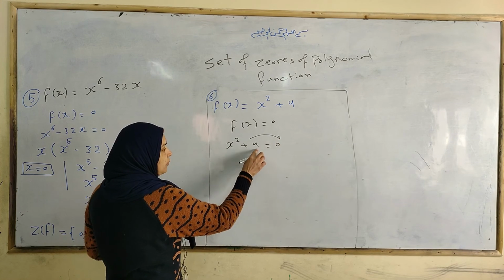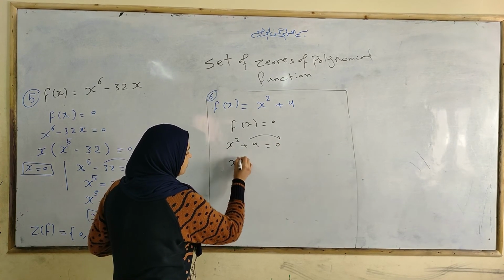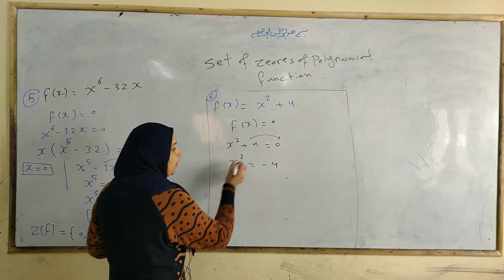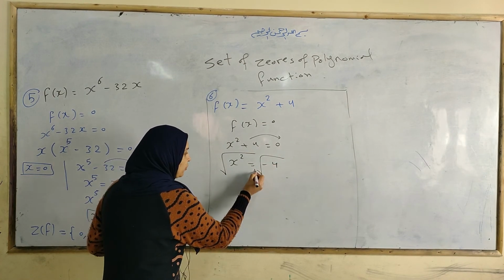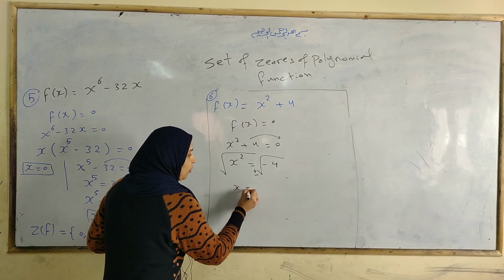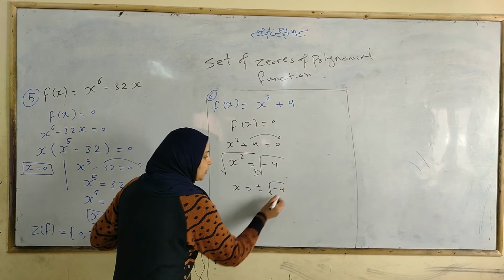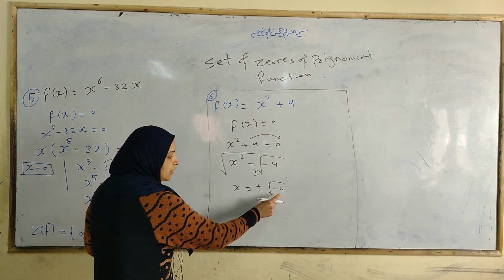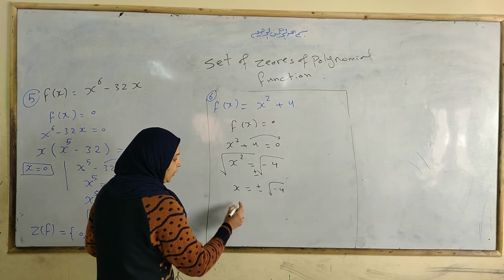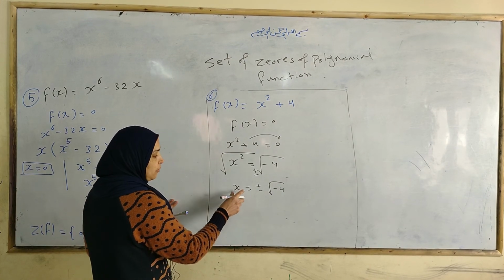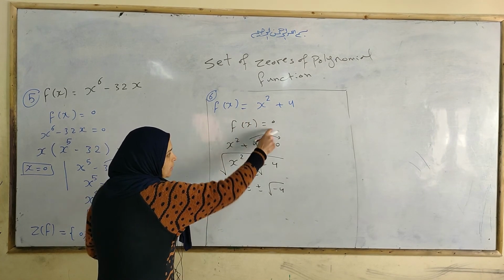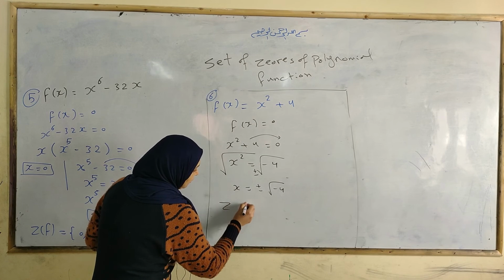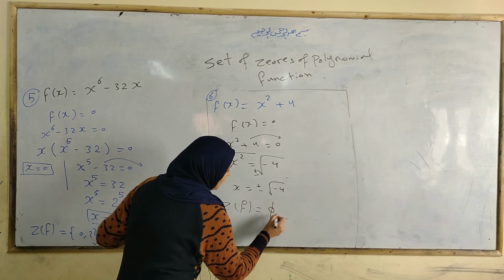Move positive 4 to the other side. X power 2 equals negative 4. By taking the square root of the two sides, we must put positive or negative. X equals positive or negative square root of negative 4. The square root of a negative number is undefined. So we can't find a value of x that satisfies this relation to get f of x equals 0. So Z of f is the empty set.